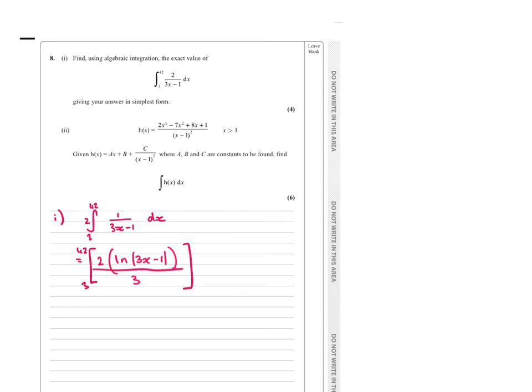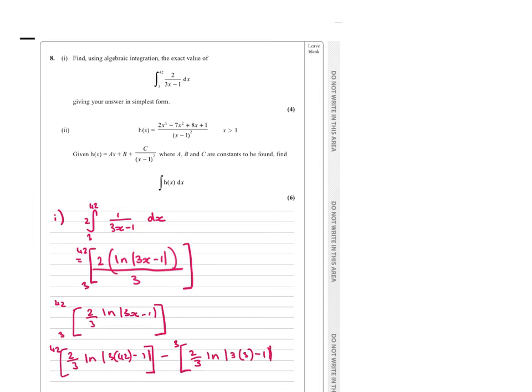Now I'm going to tidy this up. To find the exact value between 42 and 3, we're going to have 2 over 3 ln of 3x minus 1. So I'm going to get 2 over 3 ln of 3 lots of 42 minus 1, minus, and then I'm going to substitute in my bottom value of 3, which is 2 over 3 ln of 3 lots of 3 minus 1. Perfect. So now I need to work this out.